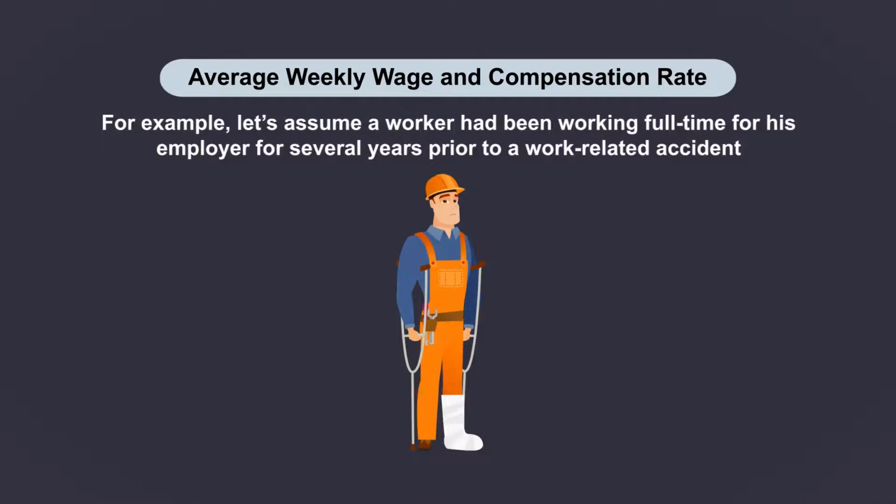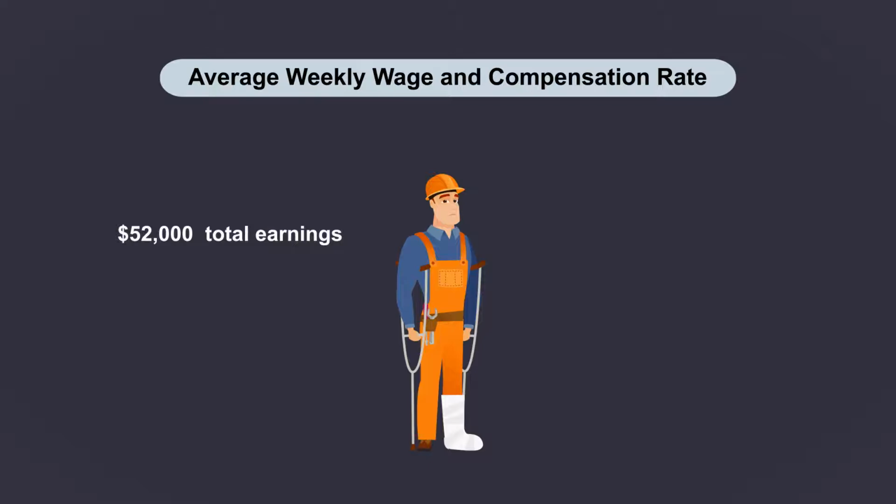For example, let's assume a worker had been working full-time for his employer for several years prior to a work-related accident. If his total earnings during the 12 months prior to the accident were $52,000, we could divide his total earnings by 52 weeks, and his average weekly wage would be $1,000.